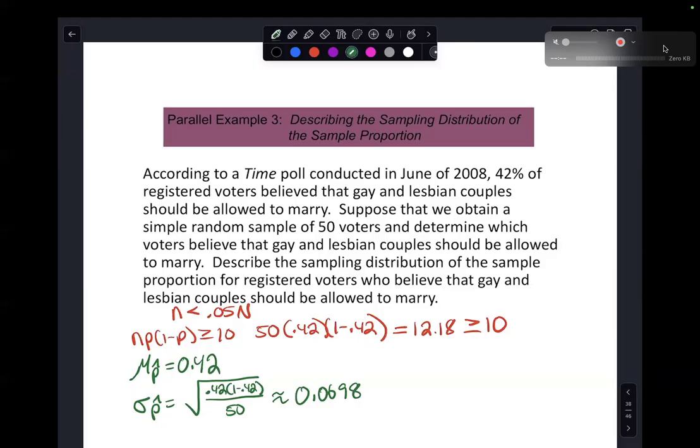My sampling distribution is described. This is what I'm looking for if it asks you to describe your sampling distribution. Check that your sample size fits. Check your np times 1 minus p is greater than or equal to 10. Check those two things. Give me the mean and the standard deviation. Questions?